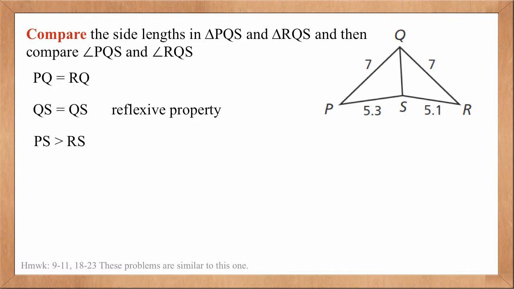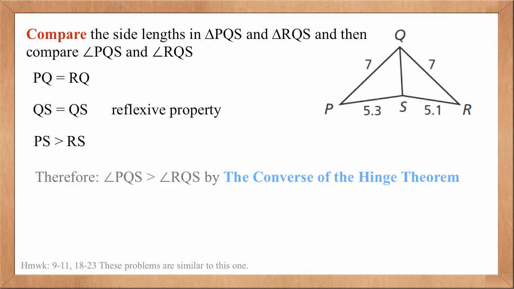Now, what are we going to conclude with? Because now I have to compare angle PQS, follow the letters, PQS, and angle RQS. Which is it? Is this the Hinge theorem or the converse of the Hinge theorem? This is the converse. We conclude that angle PQS is larger or greater than RQS by the converse of the Hinge theorem. Why is it the converse? Because we're concluding about the relationships between the included angles. That's the key. We conclude with the angles in this case.